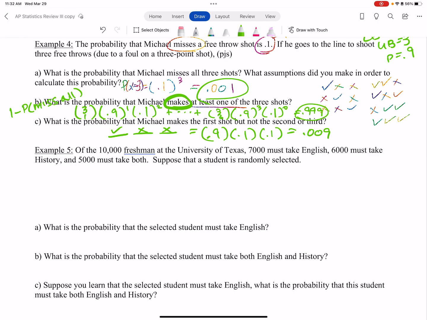Okay, so for this one, I want you to draw a chart. If you haven't drawn a chart already, go ahead and do so. So I'm going to put English, not English, history, not history, and then my total.